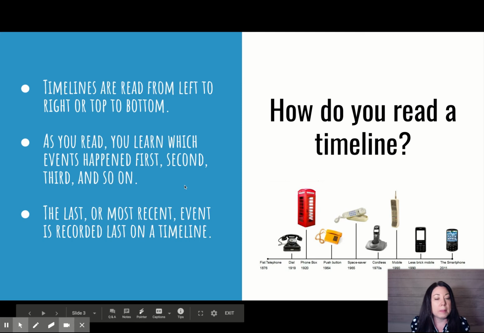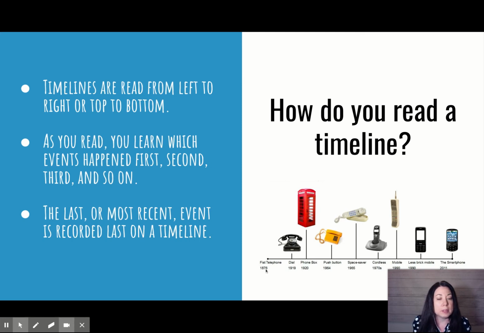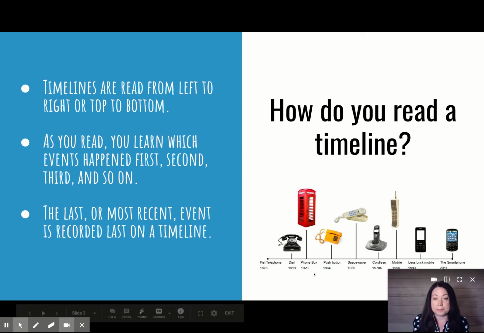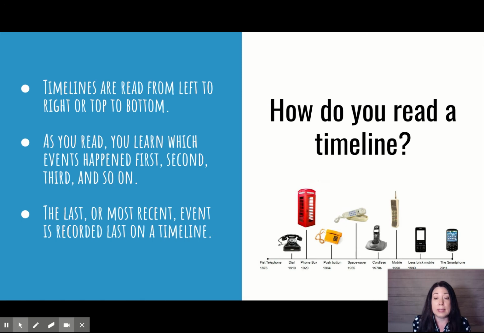So here's a timeline of different phones. You can read it here from left to right. On the left, it says the first telephone was made in 1876. And then we'll go all the way through all these different phones and all these different dates. And we'll come all the way over here, and the smartphone was invented in 2011. That's closest to 2021, and that's the latest or most recent event.